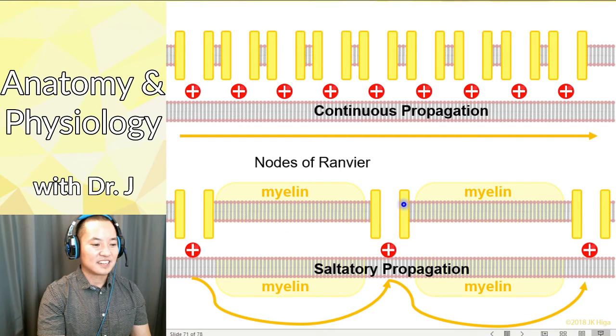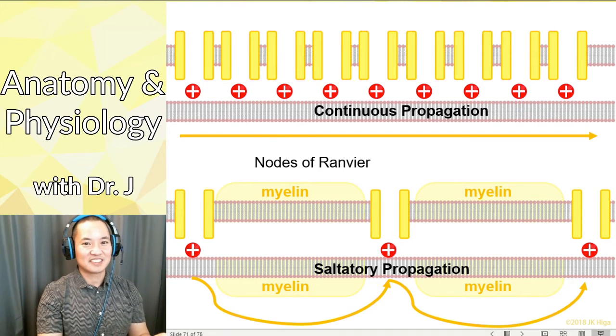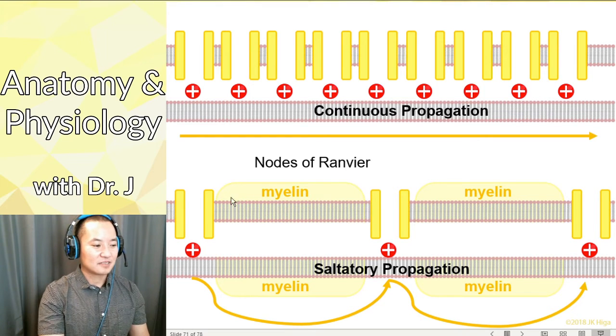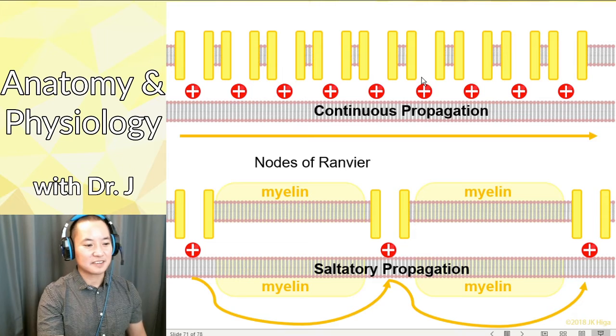If this channel can detect this channel opening, and this channel can detect this channel opening, the myelin shortens the amount of time it takes. It requires fewer ion channels to open, and it's also faster because you don't need to go between all these middle channels right here.